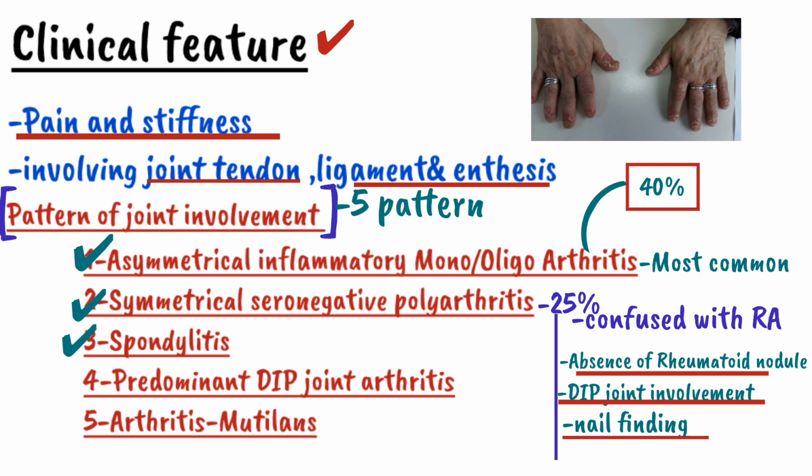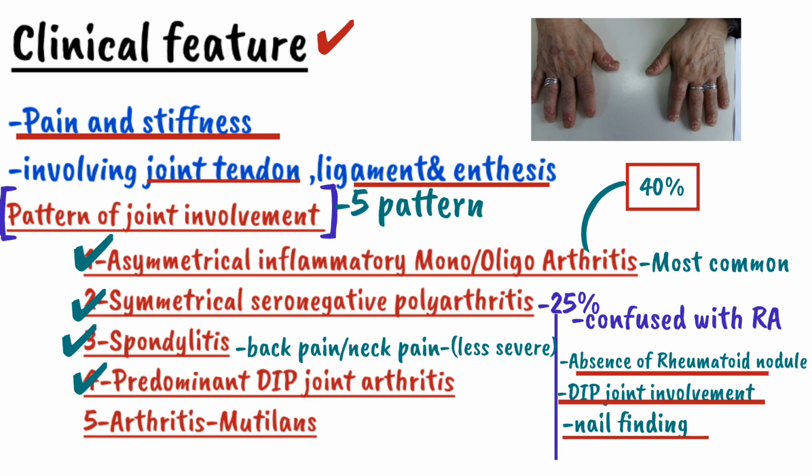The third one is psoriatic spondylitis. This type presents with inflammatory back pain or neck pain. It resembles the clinical features of ankylosing spondylitis, but it is less severe. The fourth one is predominantly DIP joint arthritis. In this type, the DIP joint is predominantly involved. The other disease in which the DIP joint is involved is osteoarthritis, so people often confuse this type of psoriatic arthritis with osteoarthritis. This is usually differentiated by nail changes, which are present in psoriatic arthritis.